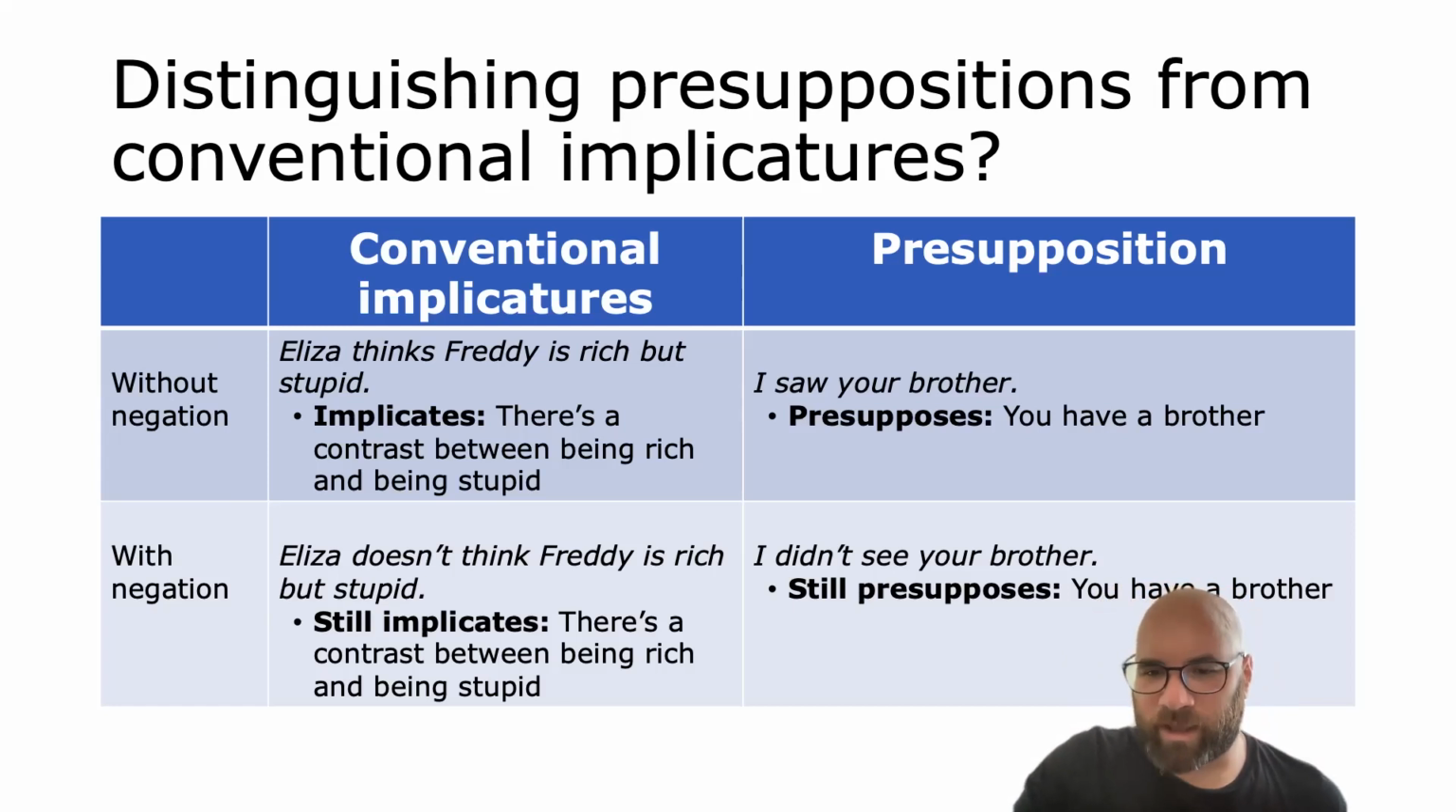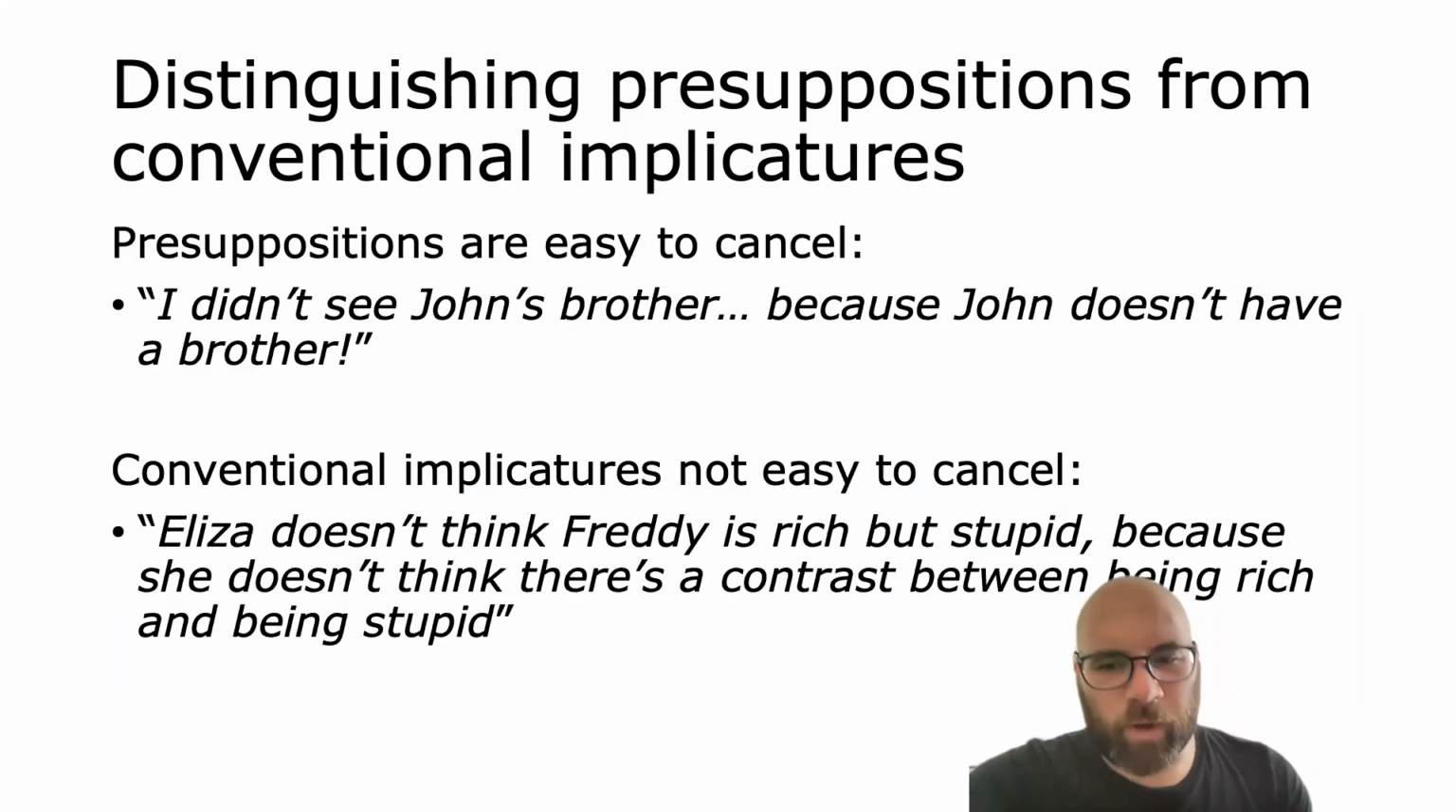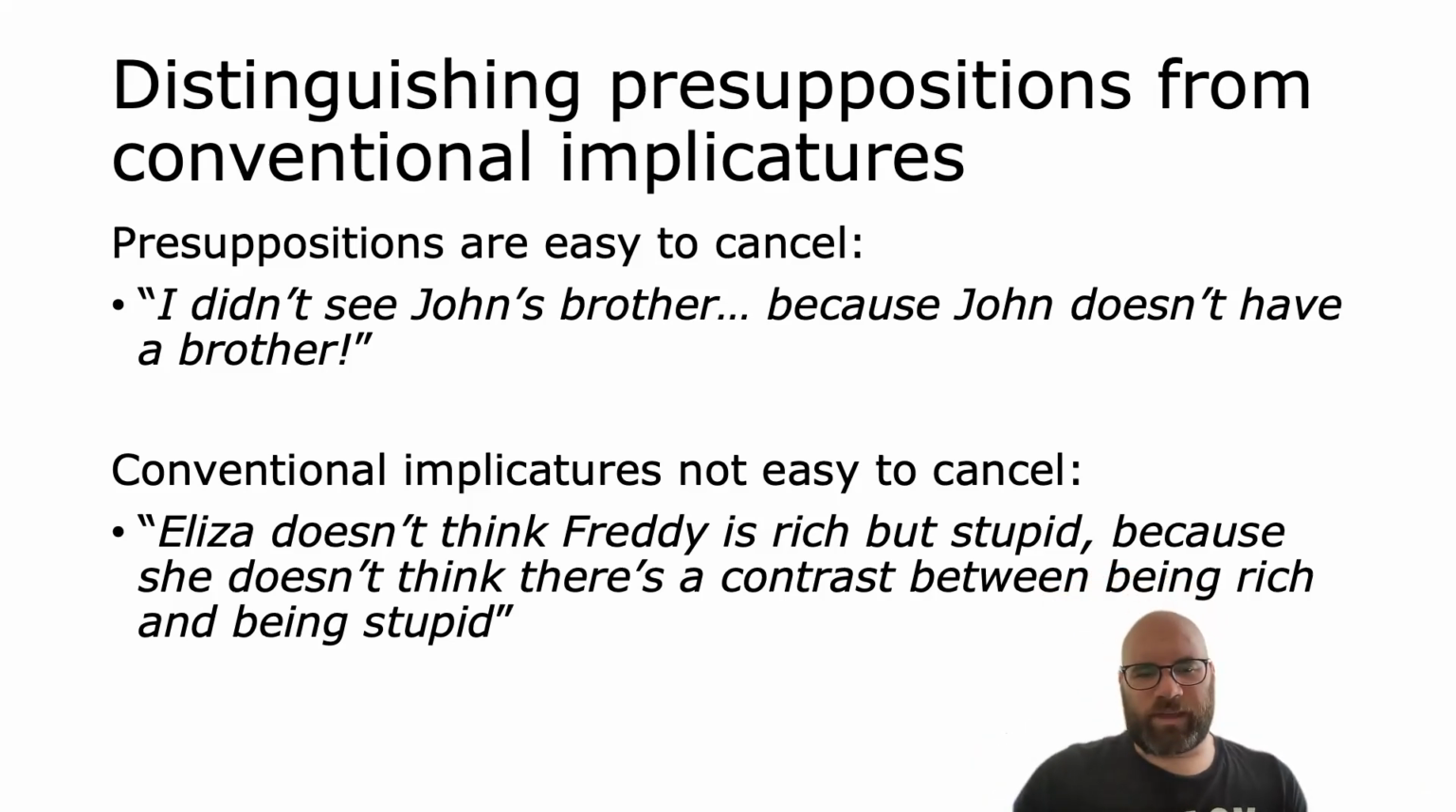One piece of evidence to argue against that is this. One way they're different is that presuppositions seem pretty easy to cancel. For example, I can say, "I didn't see John's brother because John doesn't have a brother." Here, "I didn't see John's brother" presupposes that he has a brother, but then I explicitly cancel that in the next part of the sentence. This maybe seems a little bit annoying, but it's not a contradiction. It's not super weird. Whereas conventional implicatures are not very easy to cancel that way.